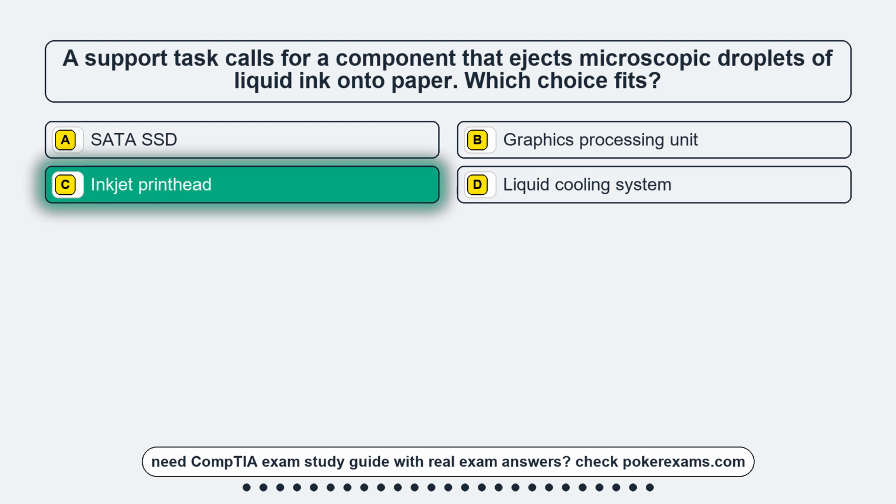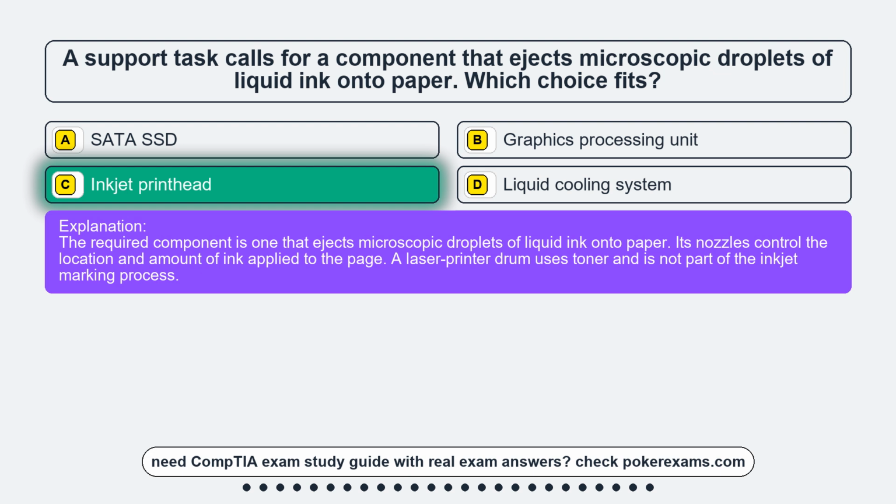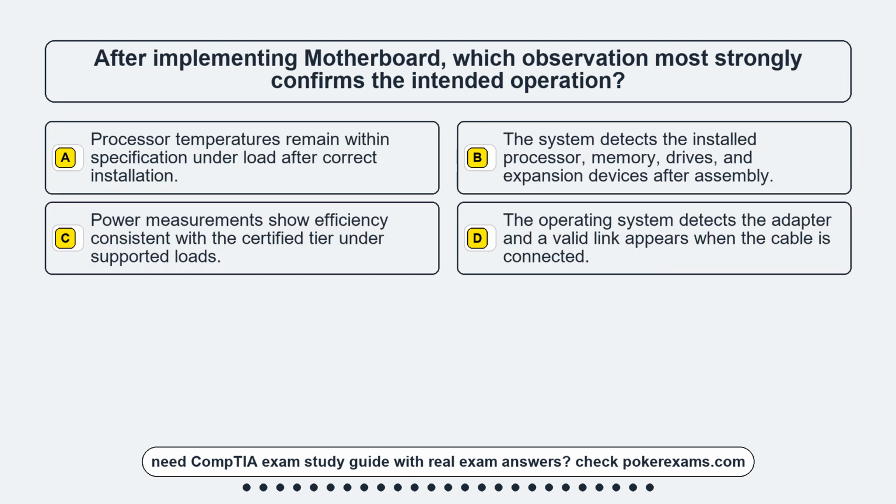Inkjet print head. The required component is one that ejects microscopic droplets of liquid ink onto paper. Its nozzles control the location and amount of ink applied to the page. A laser-printer drum uses toner and is not part of the inkjet marking process. Question 23. After implementing motherboard, which observation most strongly confirms the intended operation?